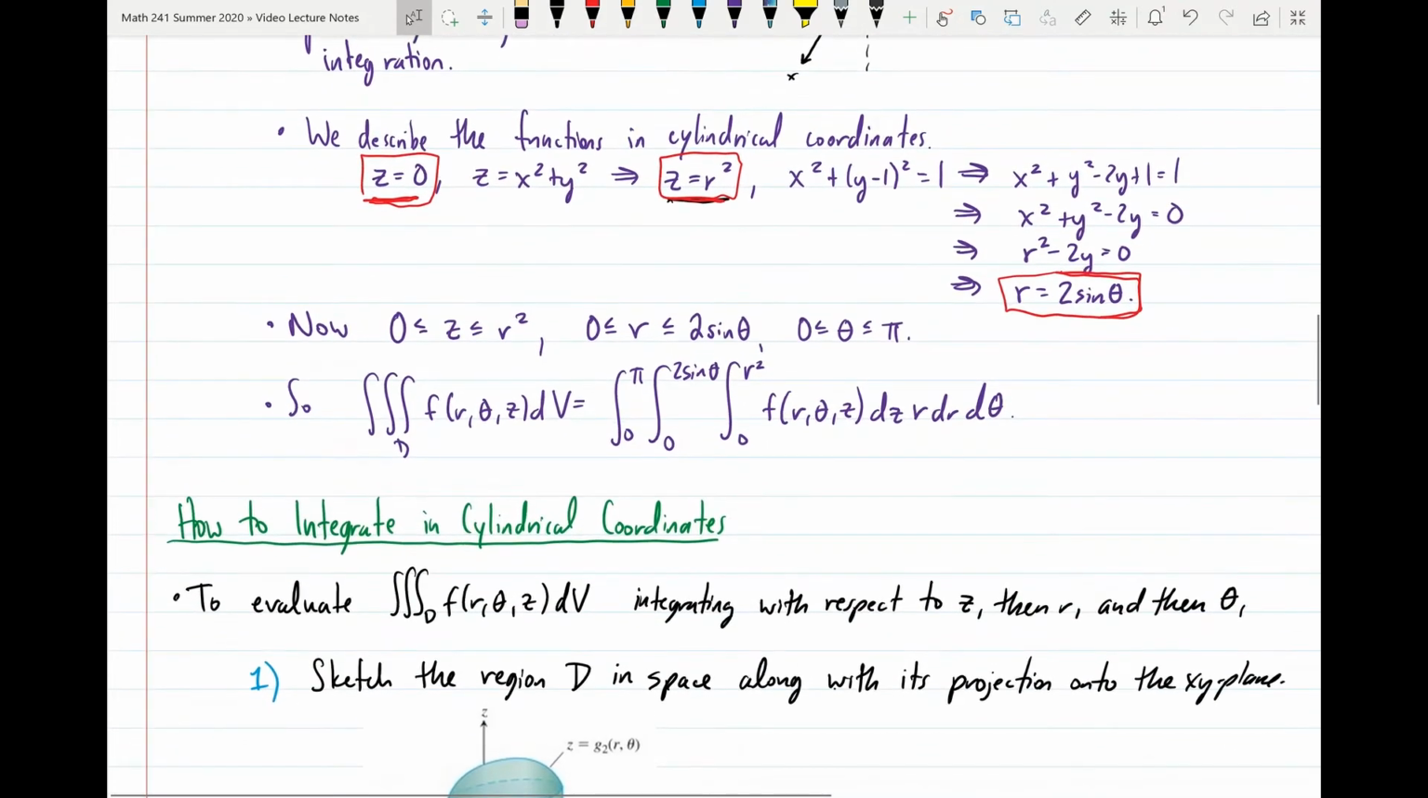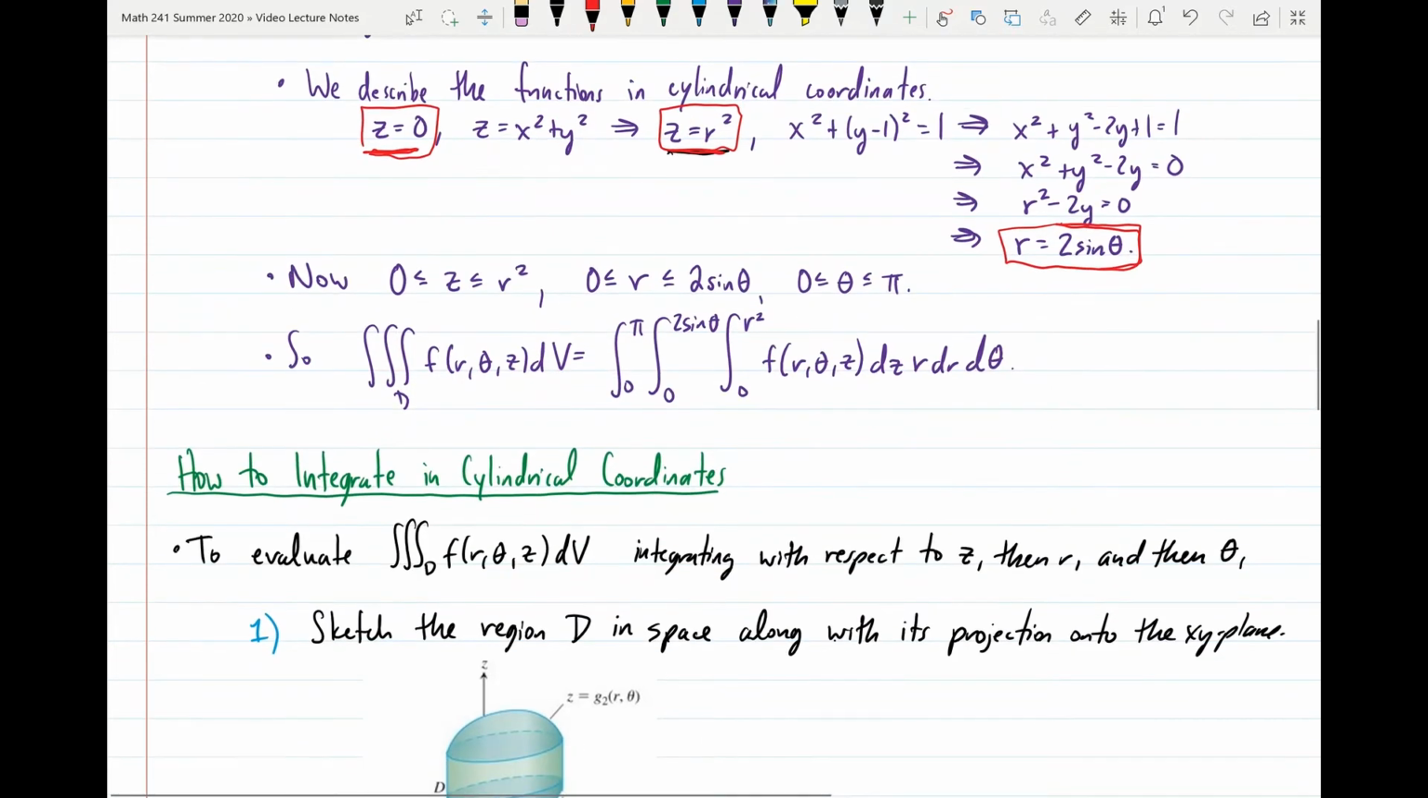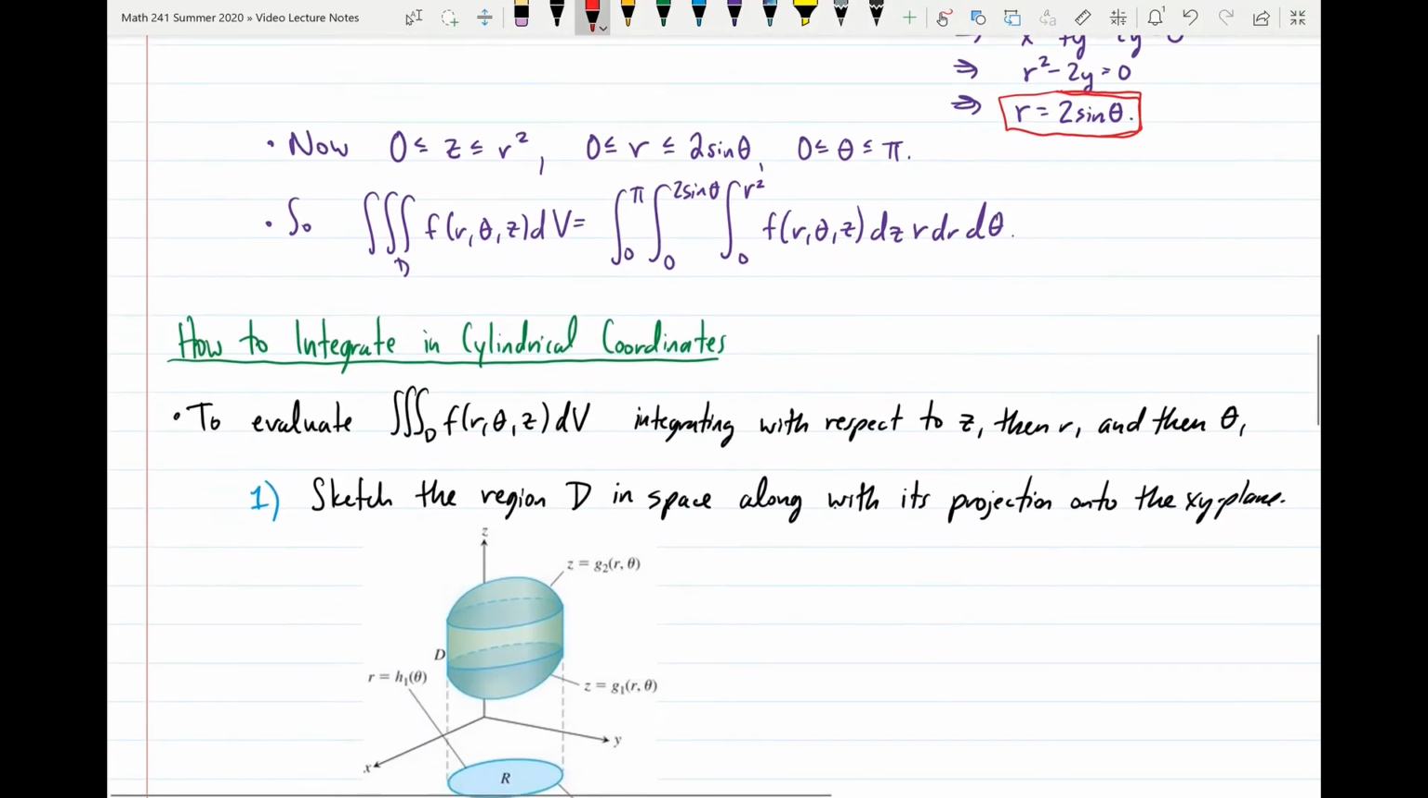And so we can finally write the triple integral as the iterated integral, where we have the integral from 0 to pi, of the integral from 0 to 2 sine theta, of the integral from 0 to r squared, of f of r, theta, z, dz, r dr, d theta.